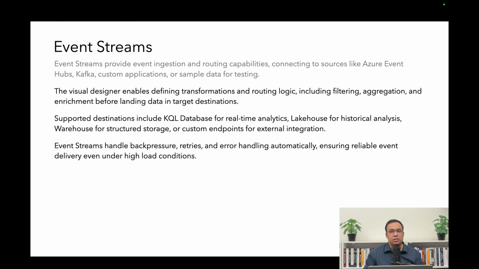If the downstream destinations are slow, event streams can buffer the events. If there are transient failures, it retries automatically. If an event fails processing repeatedly, then it can route it to error handling logic. This reliability is crucial for production streaming scenarios where you can't afford to lose events.